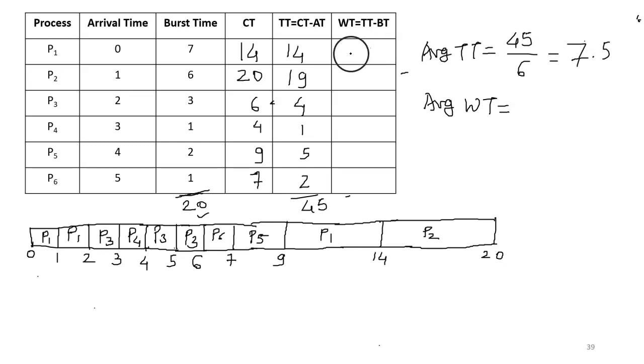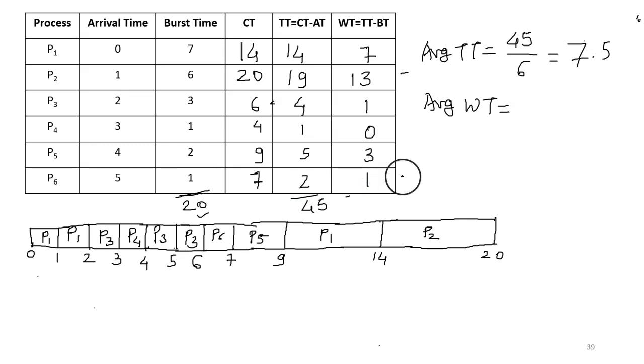Here for P1 waiting time is 14 minus 7, that is 7. For P2 it is 19 minus 6, that is 13. For P3 it is 4 minus 3, that is 1. For P4 it is 1 minus 1, that is 0. For P5 it is 5 minus 2, that is 3. And for P6 it is 2 minus 1, that is 1.